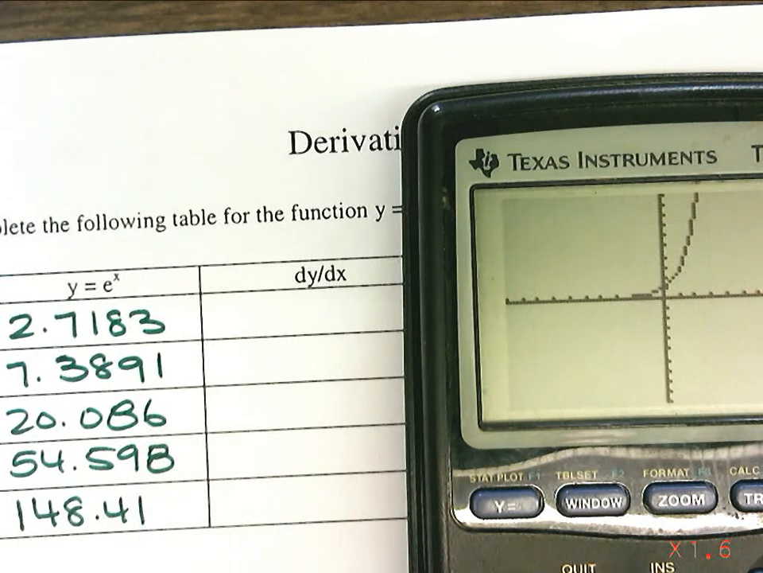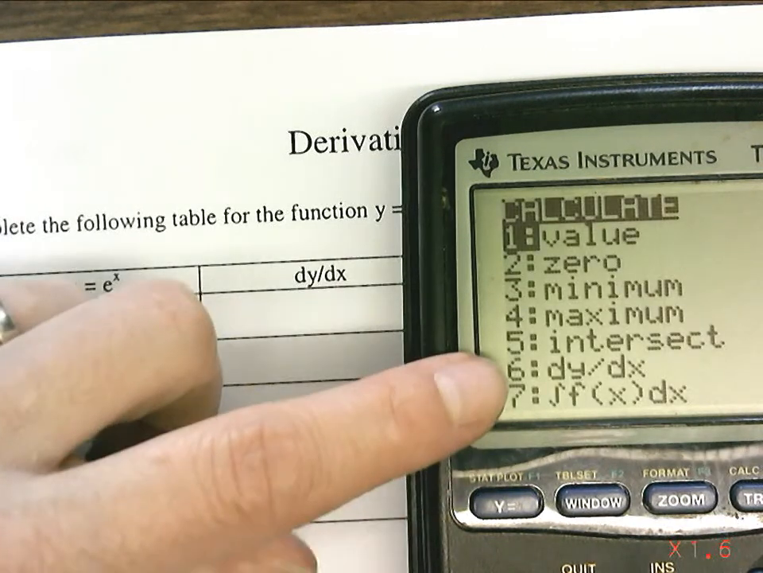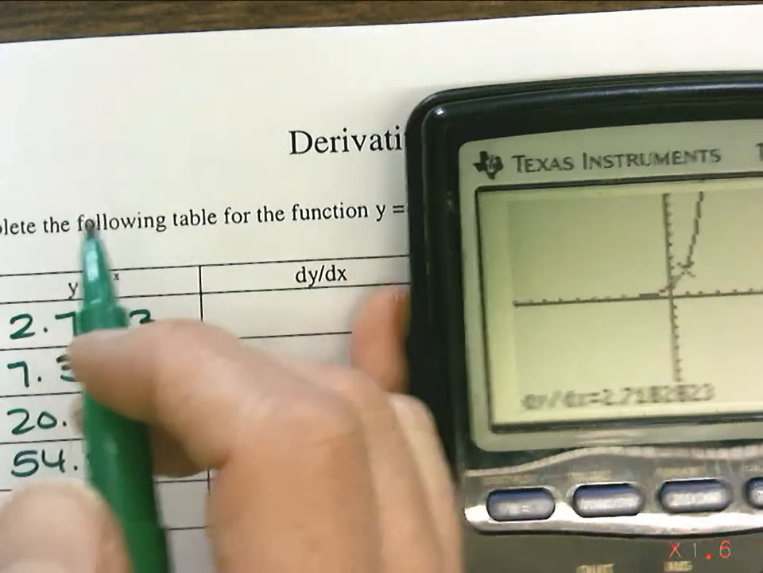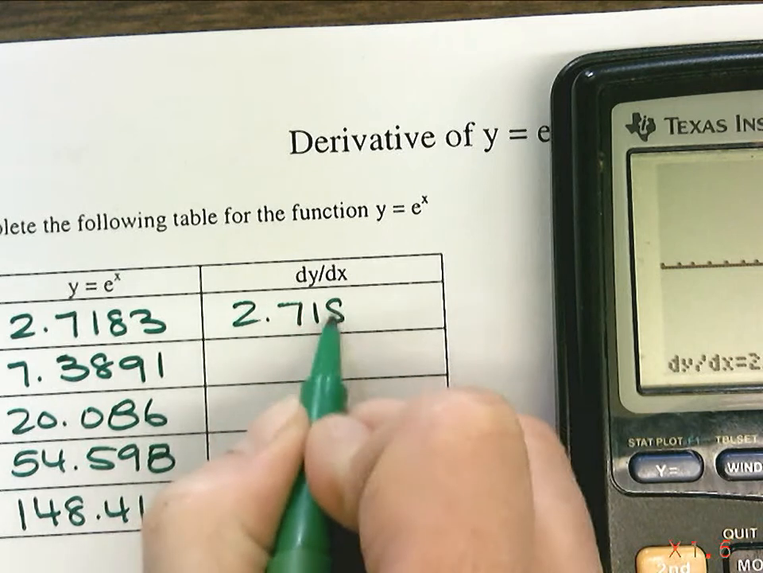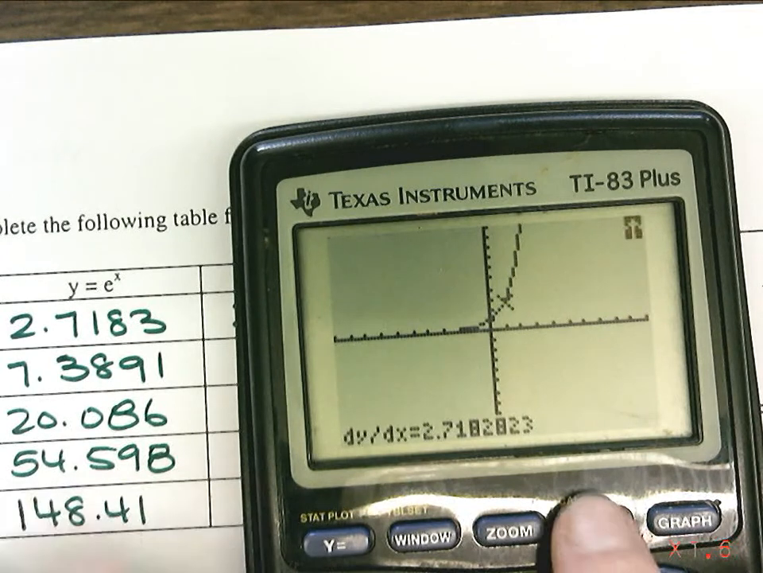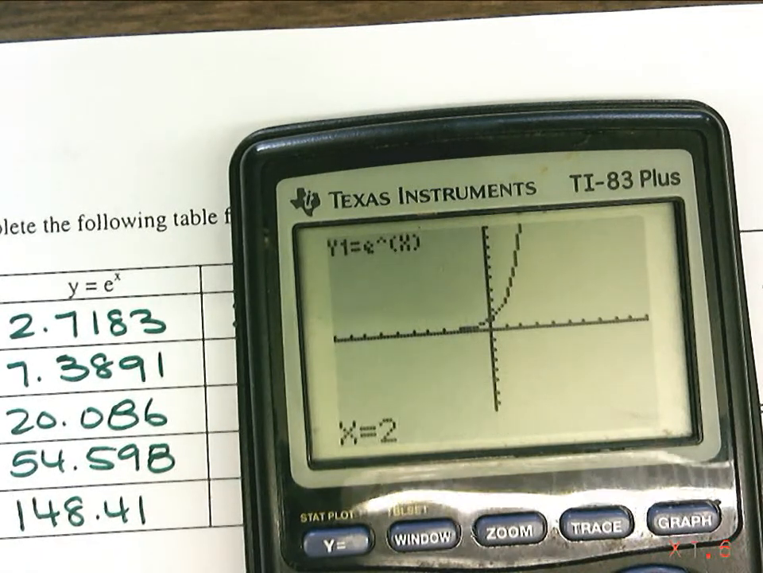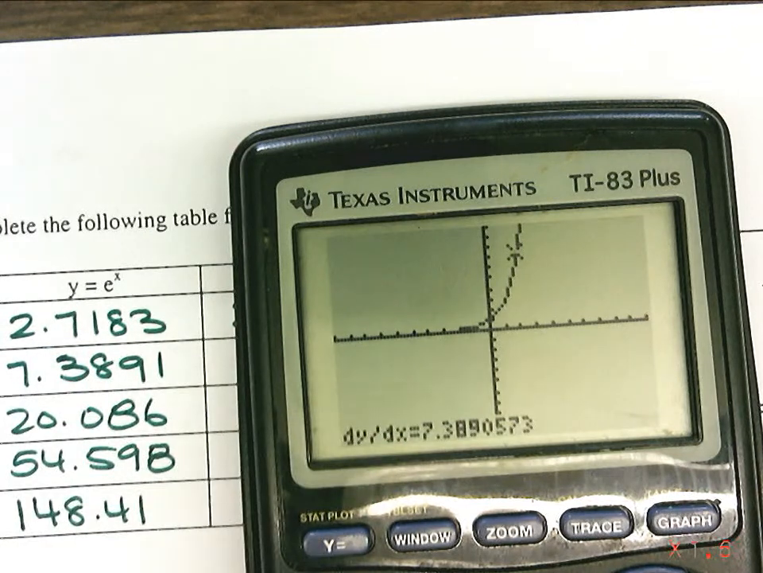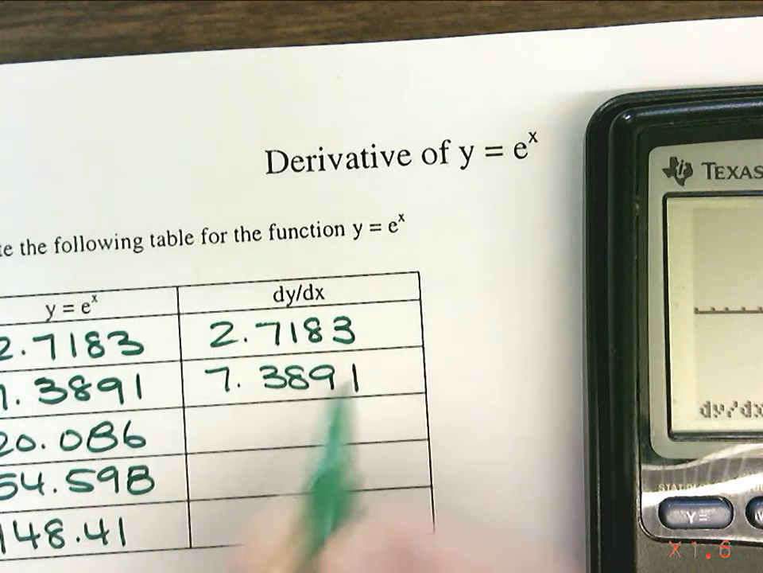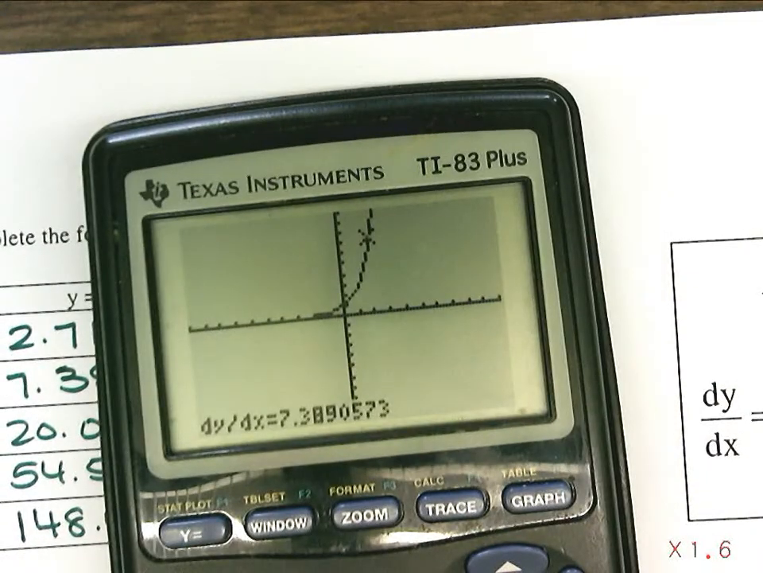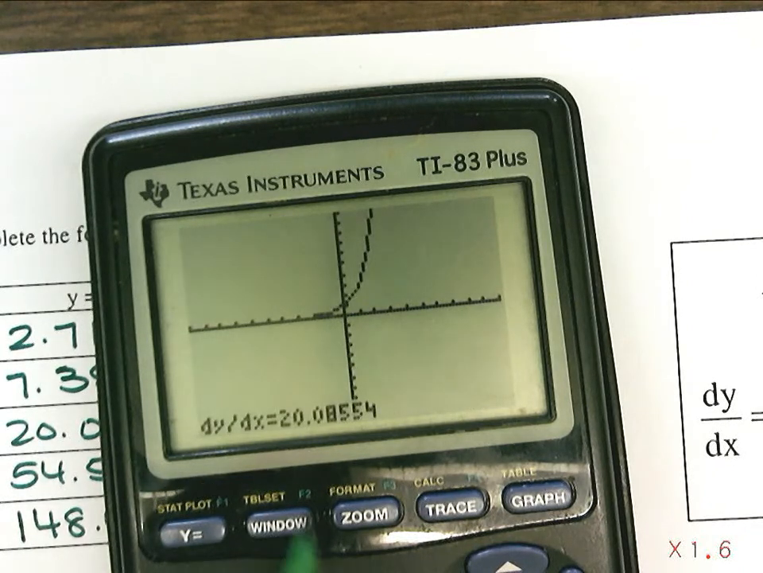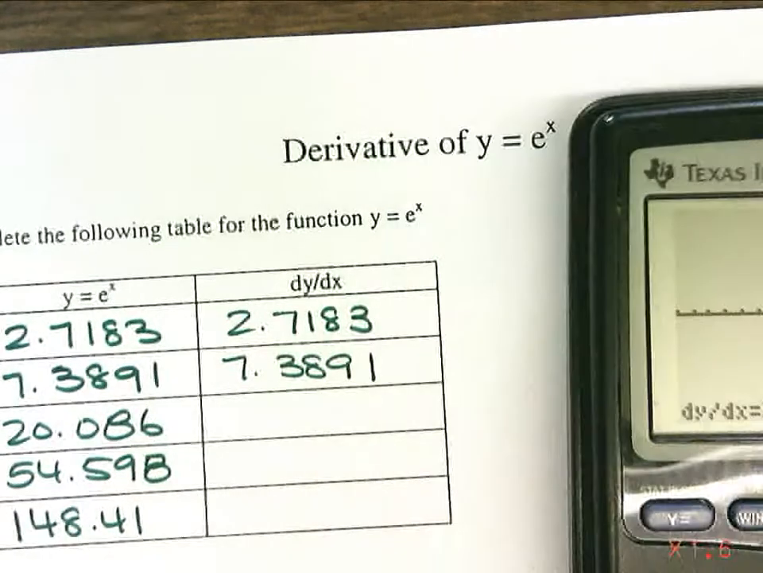So I'm going to go back to the graph, and then I can calculate for number 6 the derivative at x equals 1. And I can see that it is exactly the same as the original function. I'm going to try that again at x equals 2, so I want to calculate the derivative when x is 2. And I can see that I get exactly the same answer again as the original function. I'm going to try it one more time. So I want to calculate the derivative when x is 3. And again, I can see that we get exactly the same number as the original function.